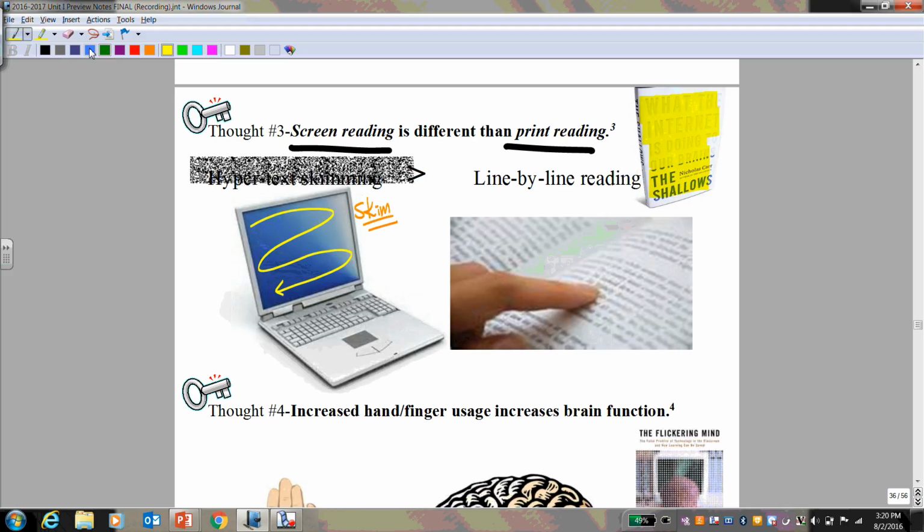But when we read on paper, we tend to be a little bit more detailed, and in a textbook, line by line, reading word for word. Notice the finger on the paper.